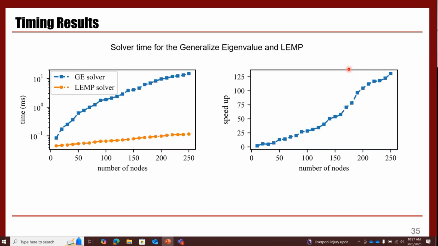So this is a much better representation of the timing, where we can see that LAMP increases linearly as the number of nodes increases. However, generalized eigenvalue increases exponentially in terms of time. When we increase the number of nodes up to 250, LAMP is already performing about 125 times better than generalized eigenvalue, which is really impressive, way better than prior work that we saw.